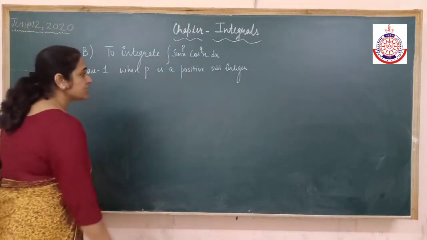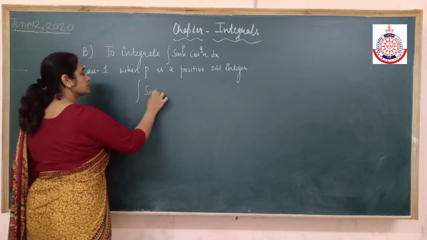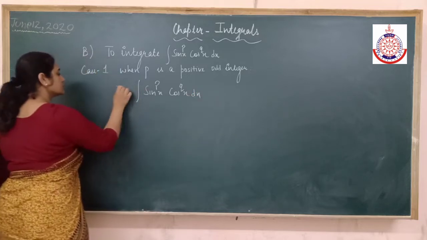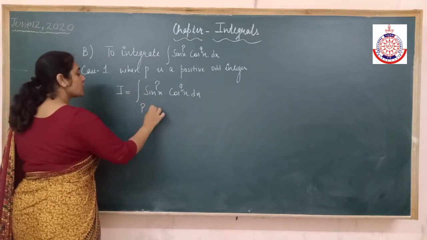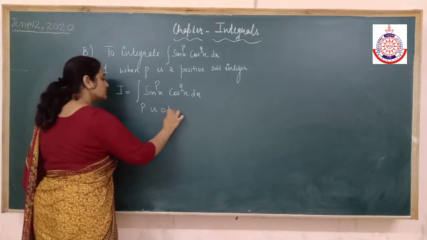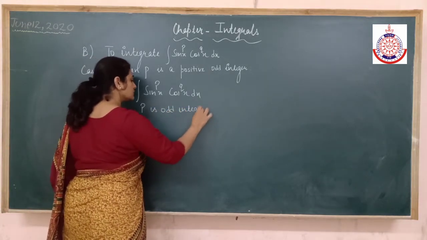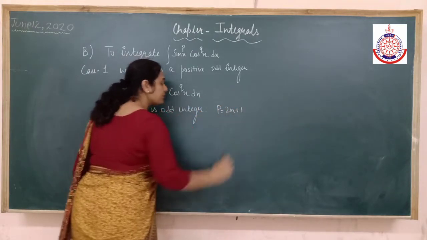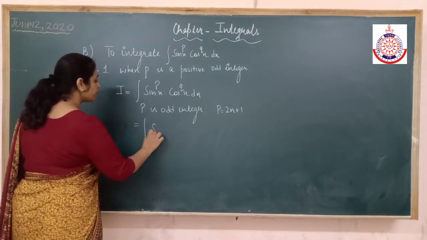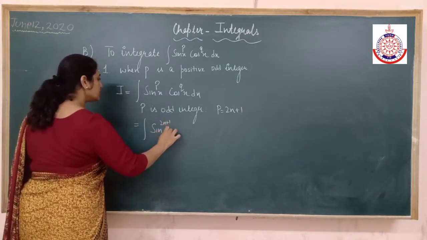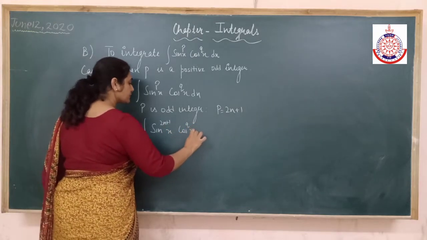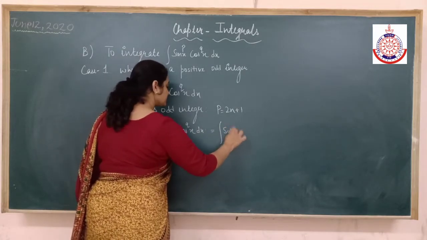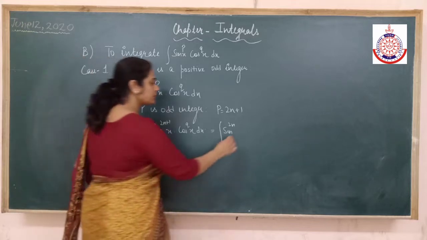Alright. Suppose p is a positive odd integer. That means odd numbers are written in the form of 2n plus 1. So in place of p, if I say some odd number, and I can split it, I can split this part.